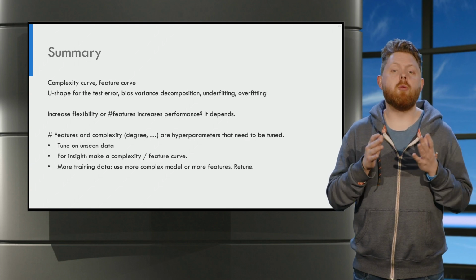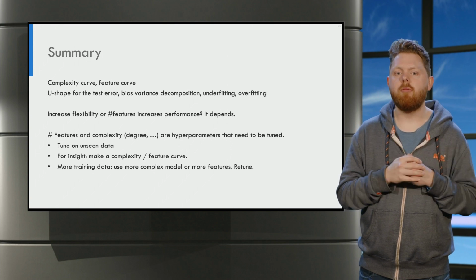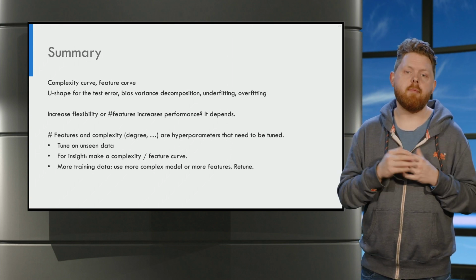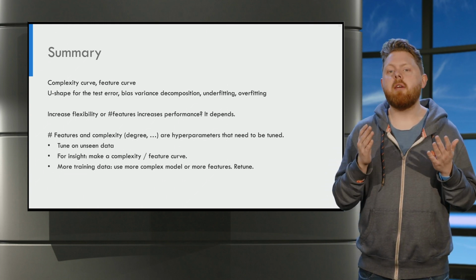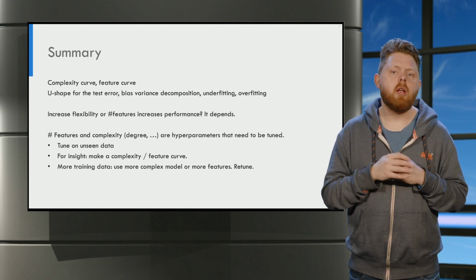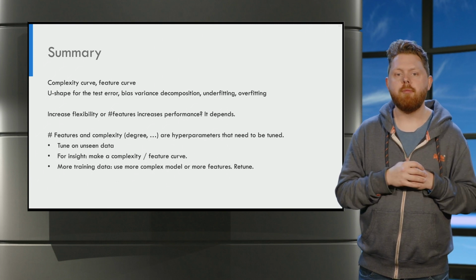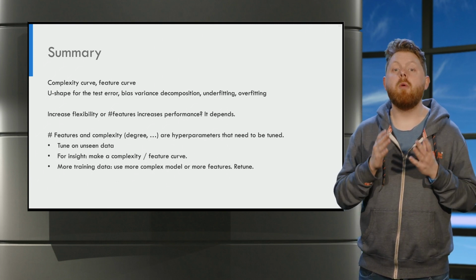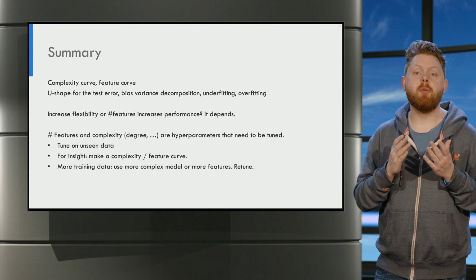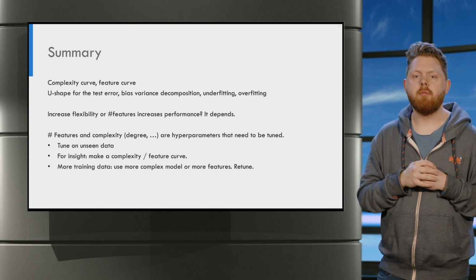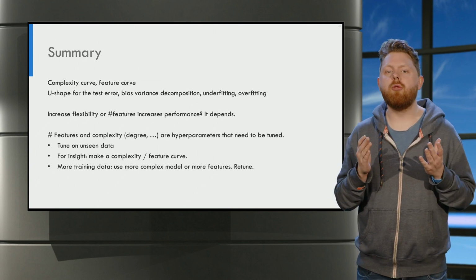Finally, we discussed that complexity and the number of features are hyperparameters that need to be tuned. They should be tuned on test data. To get more insight into what is happening, you can make a complexity curve and feature curve. They will tell you whether you are overfitting or underfitting and how to improve your model. Finally, we saw that if we get more training data, the optimal complexity increases and the optimal number of features also increases. Therefore, if the amount of training data changes, we should retune these hyperparameters.